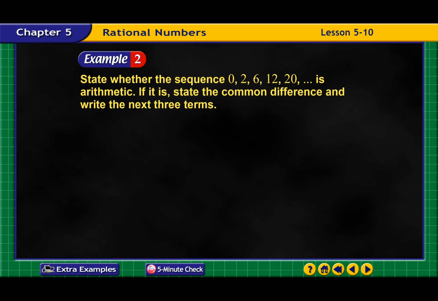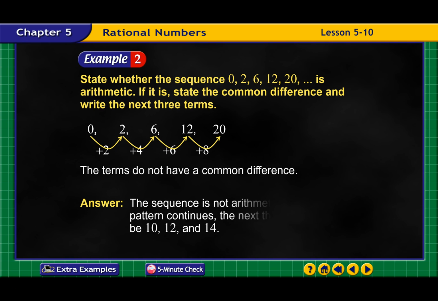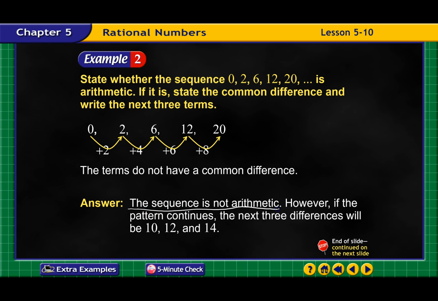All right, state whether this is arithmetic or not, and then state the common difference and the next 3 terms if it is. So let's look at these. Looks like here there's 2 between them. Between them, this one is 4. Okay, it's probably not arithmetic. So then 6, and then plus 8. So this does not have a common difference. Therefore, I can say it is not arithmetic, would be my answer.